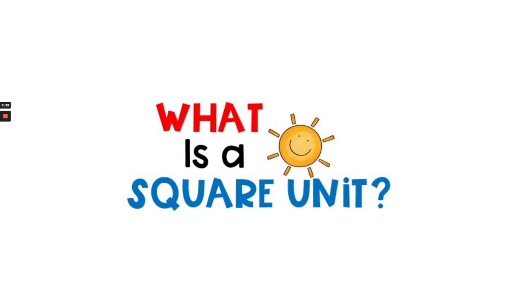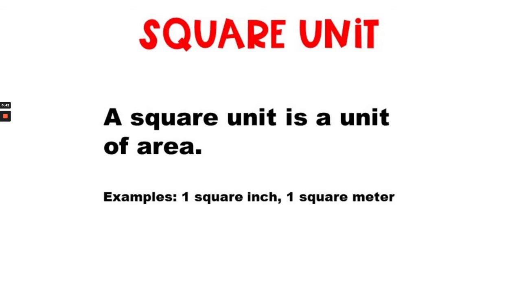Do you remember what a square unit is? A square unit is a unit of area. Examples would be 1 square inch, 1 square meter, 1 square mile, 1 square centimeter, and so on. Also remember that the squares cannot have gaps or overlaps.